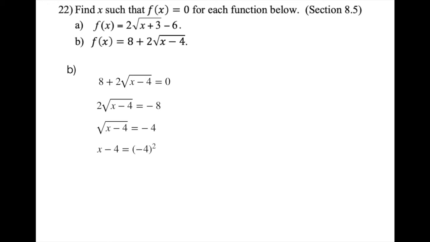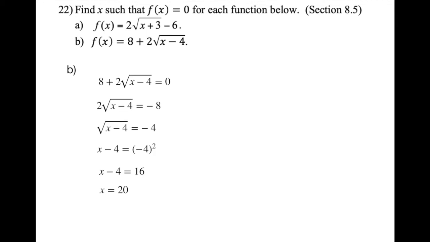Part B, we do very similar things. We set the right part equal to 0, minus 8 on both sides. So 2 times the square root equal to minus 6. Divide by 2 on both sides. So the square root will be minus 4. Square on both sides. x minus 4 will be 16, and x will be 20.